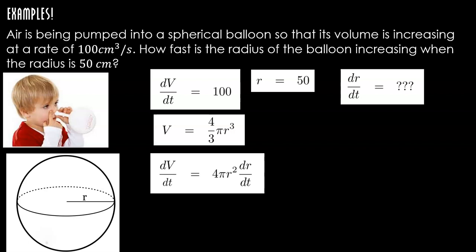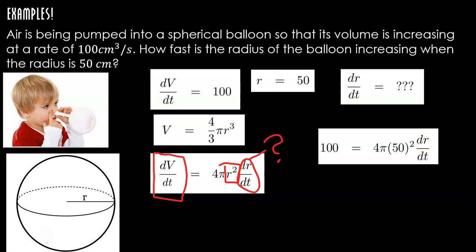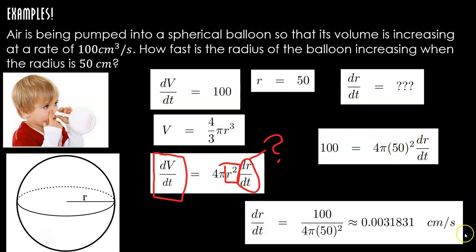Okay, so we have dV/dt equals 4 pi r squared dr/dt. I'm given dV/dt, I'm given r squared, and I'm looking for dr/dt. So let's fill in what I know. I have 100 equals 4 pi 50 squared dr/dt. Solving for dr/dt, I get 100 over 4 pi 50 squared, which is approximately equal to 0.0031831 centimeters per second. So that is how fast the radius is increasing when the radius is 50 centimeters.